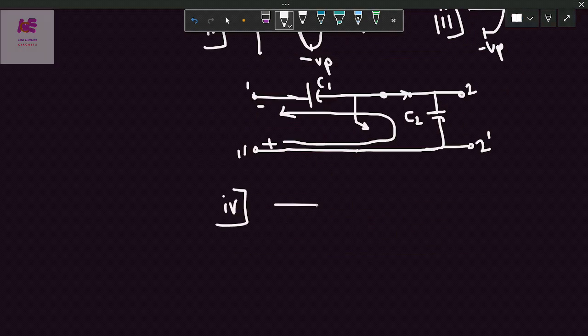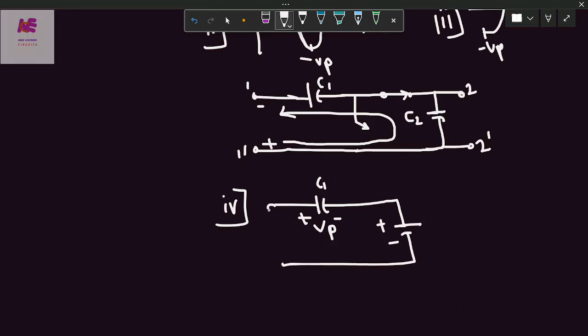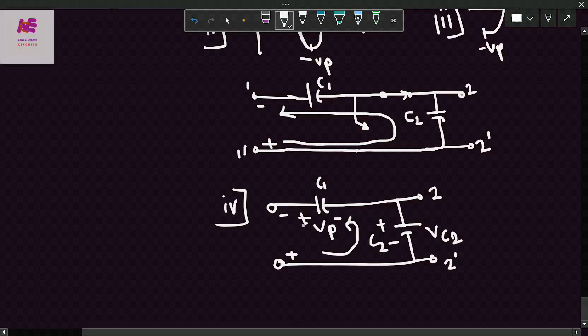Here, this is C1, voltage is Vp, and there is a positive and negative terminal. This is negative and this is positive terminal. I have to calculate the voltage across C2, say VC2, and that is nothing but the voltage across the terminal 2 and 2 dash. Apply KVL here. We are moving towards this side from positive to negative. Say this is negative, positive, second sign is positive, so this voltage is VC2.